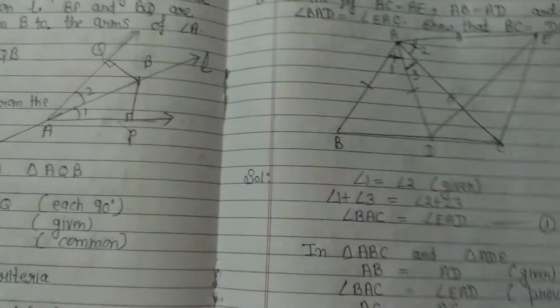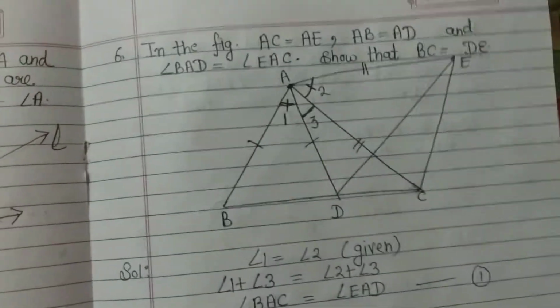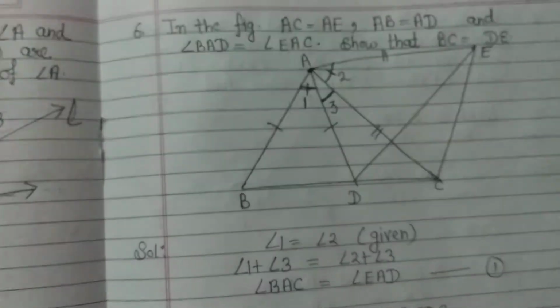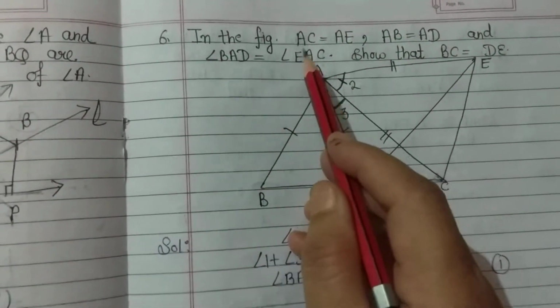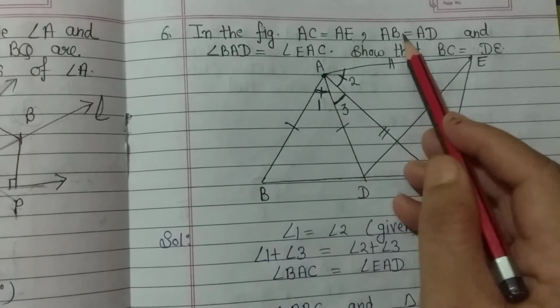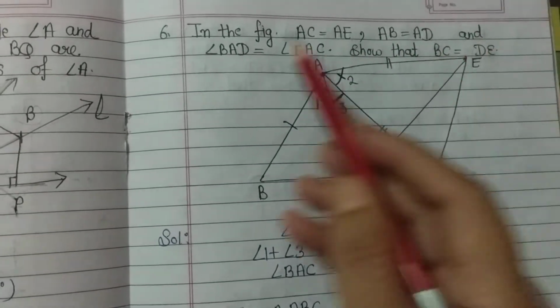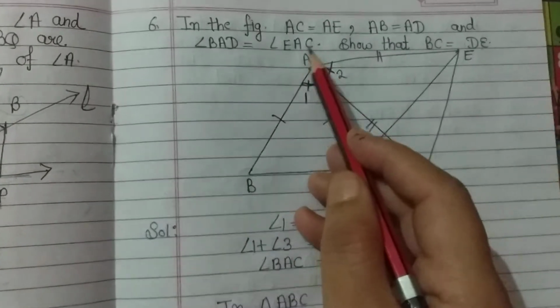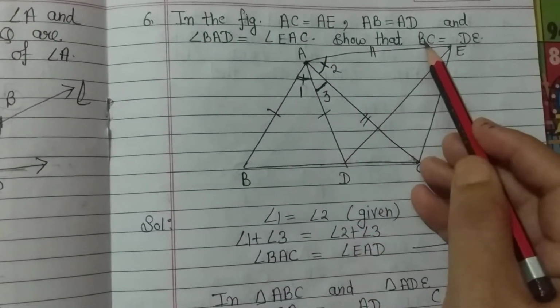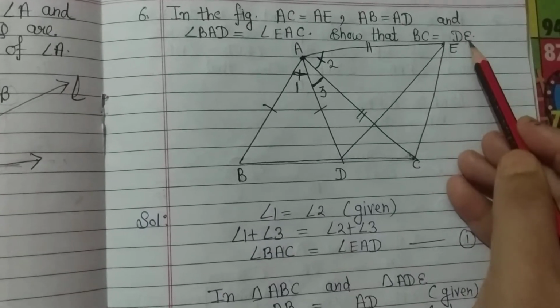Now question number 6. For question number 6, what is given? According to it, in the figure, AC is equal to AE, AB is equal to AD, and angle BAD is equal to angle EAC. Show that BC is equal to DE.